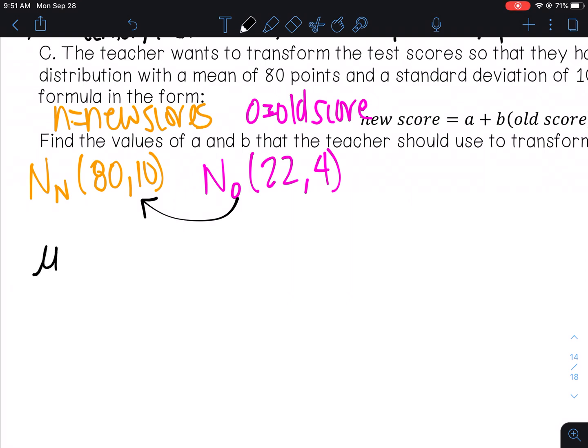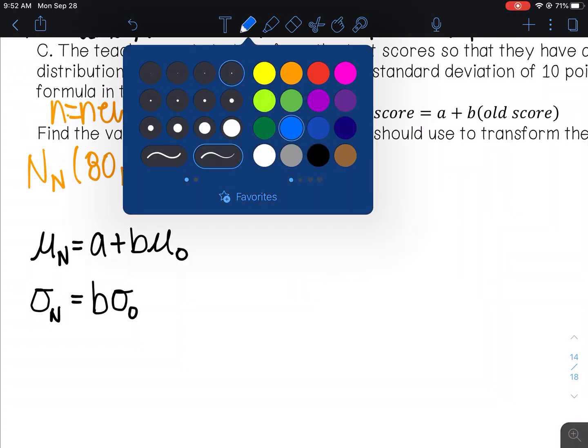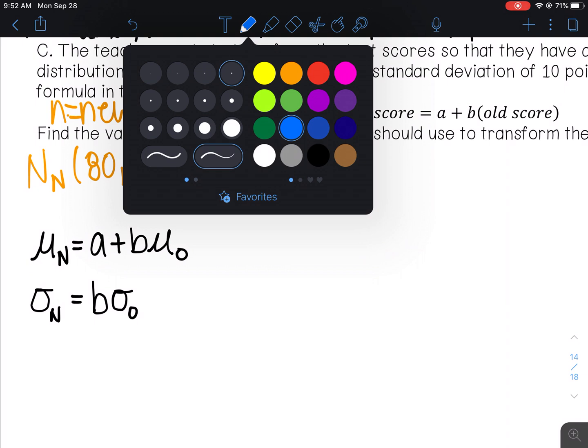So the mean of the new score is going to equal, and mean is affected by adding or subtracting, so A plus B times the mean of the old score. Now for the standard deviation of the new score, that's not going to have A, because adding or subtracting does not affect standard deviation or measures of spread. So it's going to be B times the standard deviation of the old score. And this should be N, sorry. So now I'm going to plug in what I have, and I see this first equation has 2 unknown variables. The second one does not. So I want to work with the second equation.